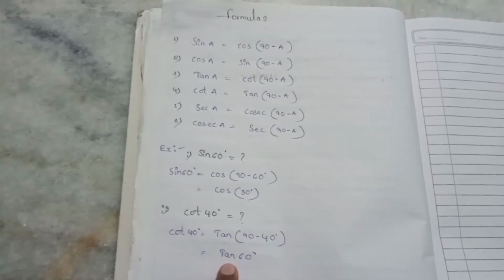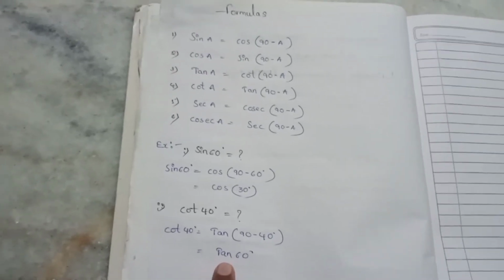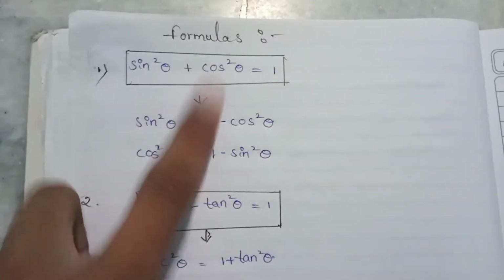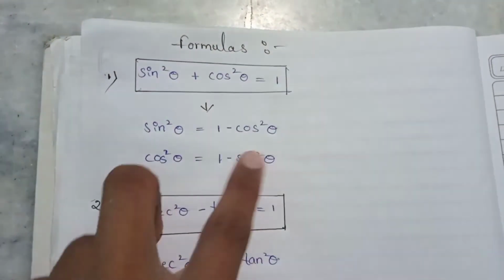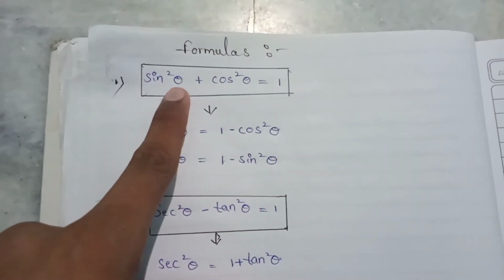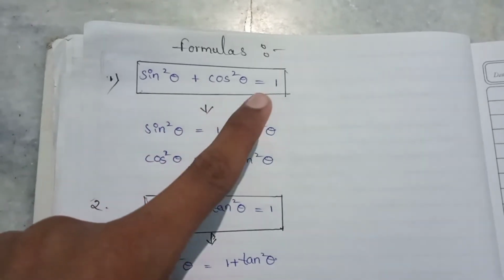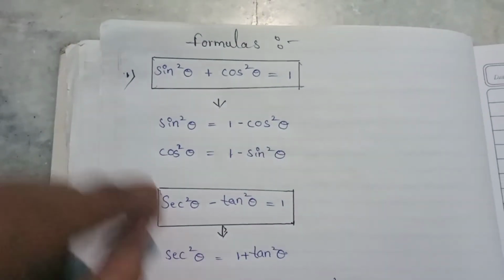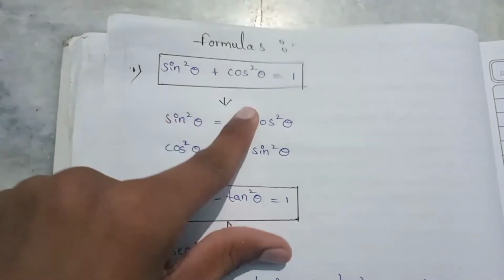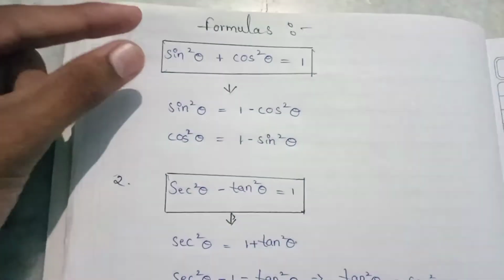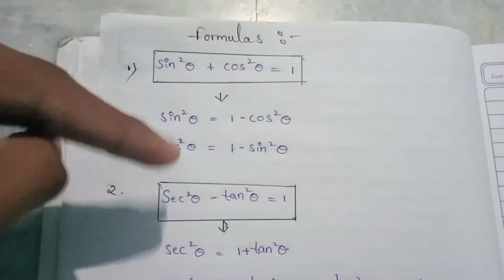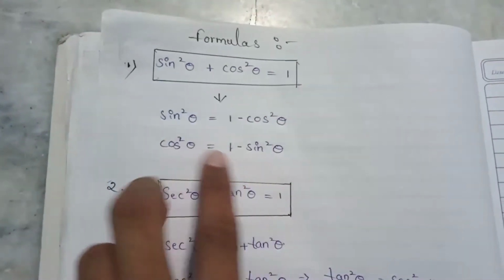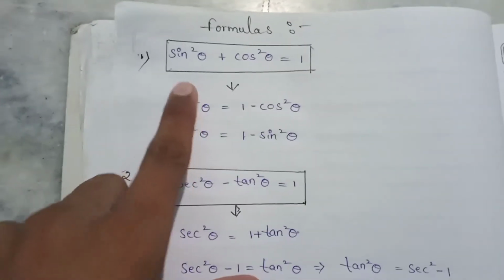Observe and listen carefully. Here again is another type of formulas: sin square theta plus cos square theta is equal to 1. Based on this given formula, let us derive two more formulas. These are the two more formulas.